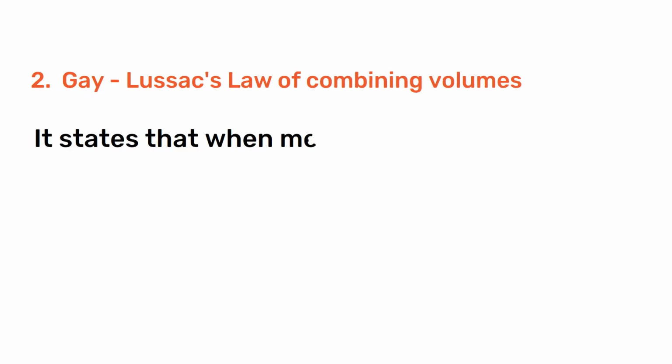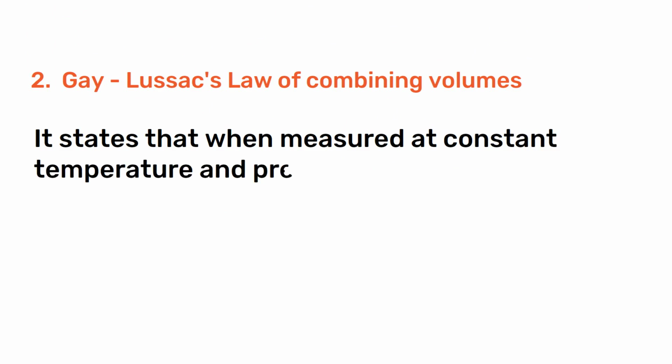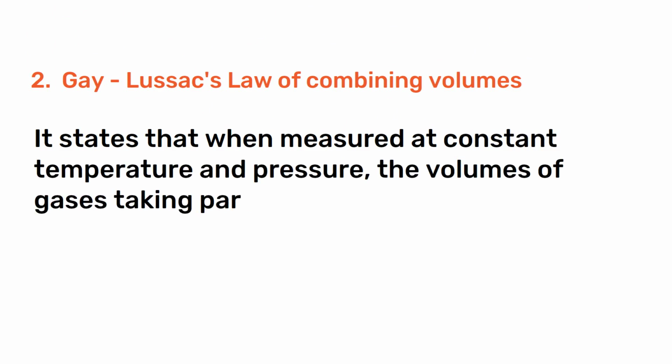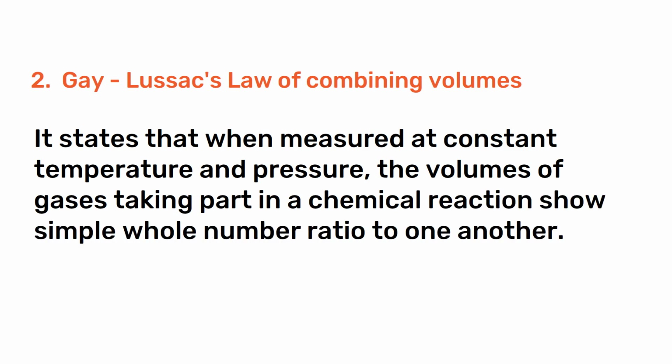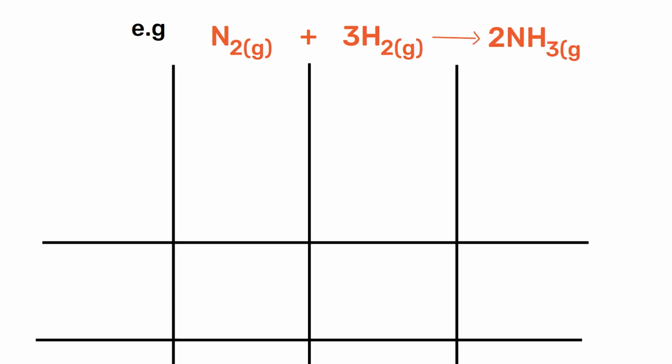It states that when measured at constant temperature and pressure, the volumes of gases taking part in a chemical reaction show simple whole number ratios to one another. Let us first apply the law of combining volumes to calculate volumes of gaseous reactants or products. For example, if you have a reaction like nitrogen reacting with hydrogen to form ammonia, you'll notice that all the reactants and products are gases, so you can apply the law of combining volumes to this.